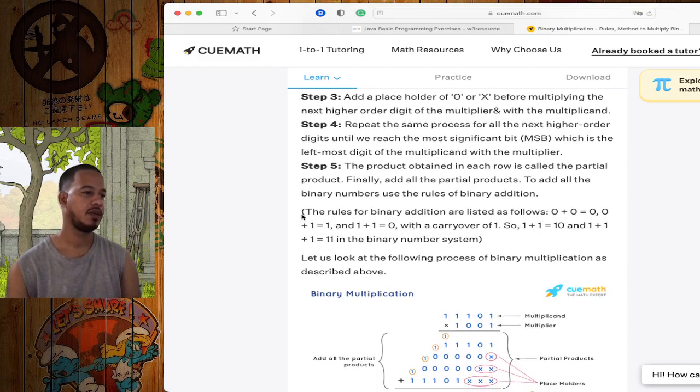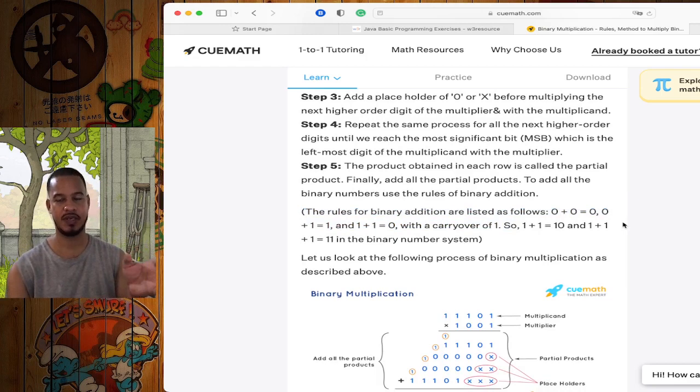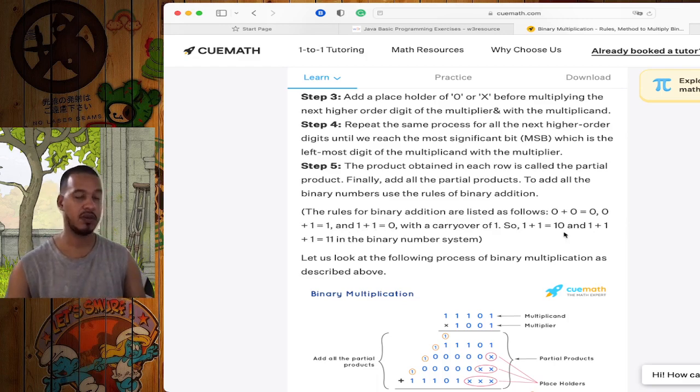And here we go. The rules for binary addition are listed as follows. 0 plus 0 equals 0. We already know this because we already did the addition. 0 plus 1 equals 1, and 1 plus 1 equals 0 with a carryover of 1. And we already know that because in the original code, we have it.